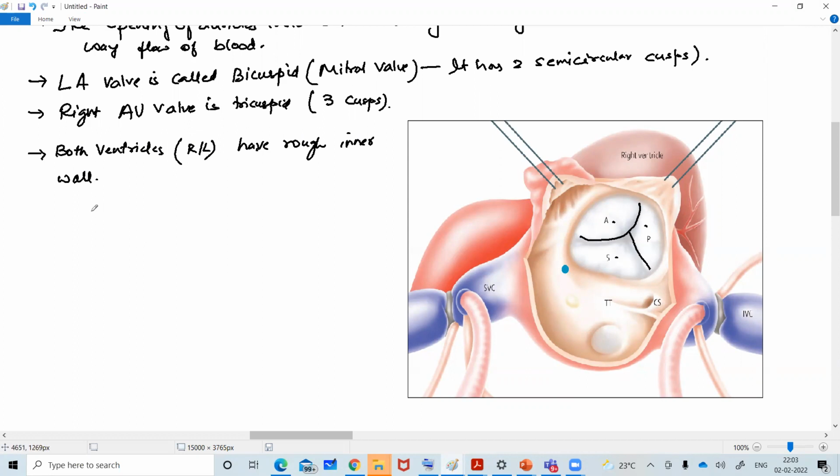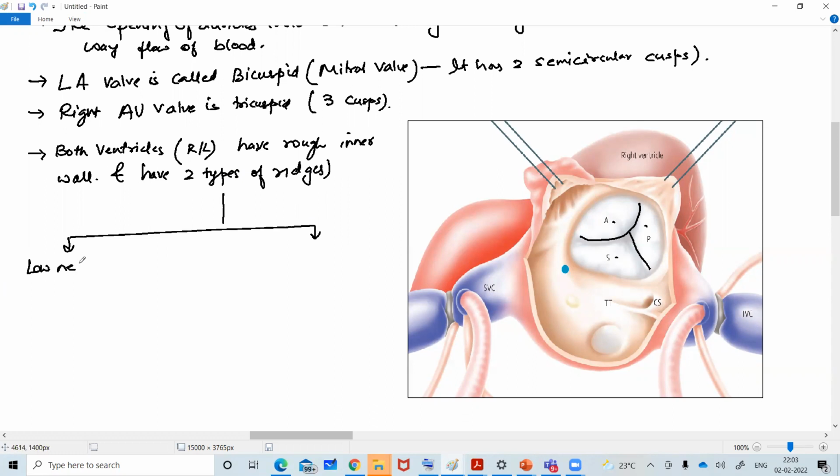Okay, so what are the 2 types of ridges? Let me write here only. The 2 types are, first is a low network, and second is a well developed ridge.